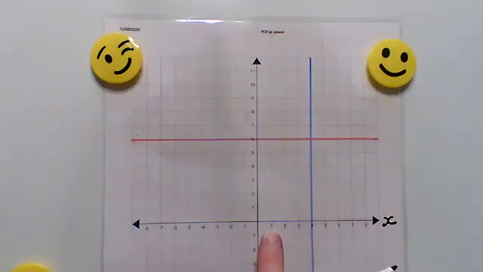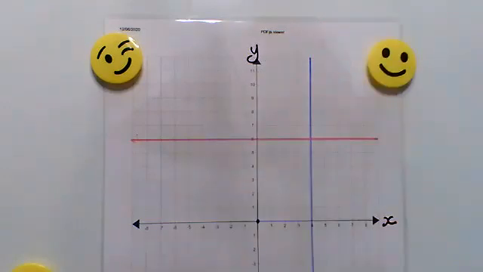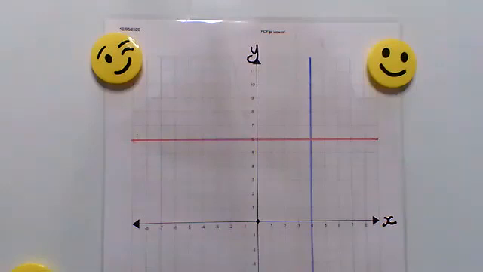It looks like the number line with positive values here, negative values on this side. This point here is called the origin. This axis, if this is the x-axis, then this is going to be the y-axis. So I'm going to look at this vertical line to start off with.